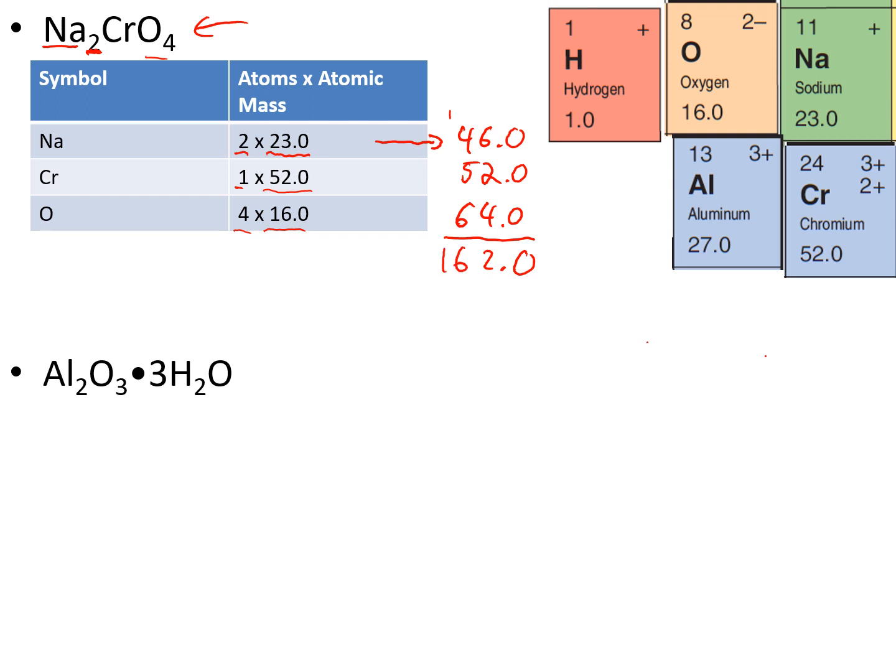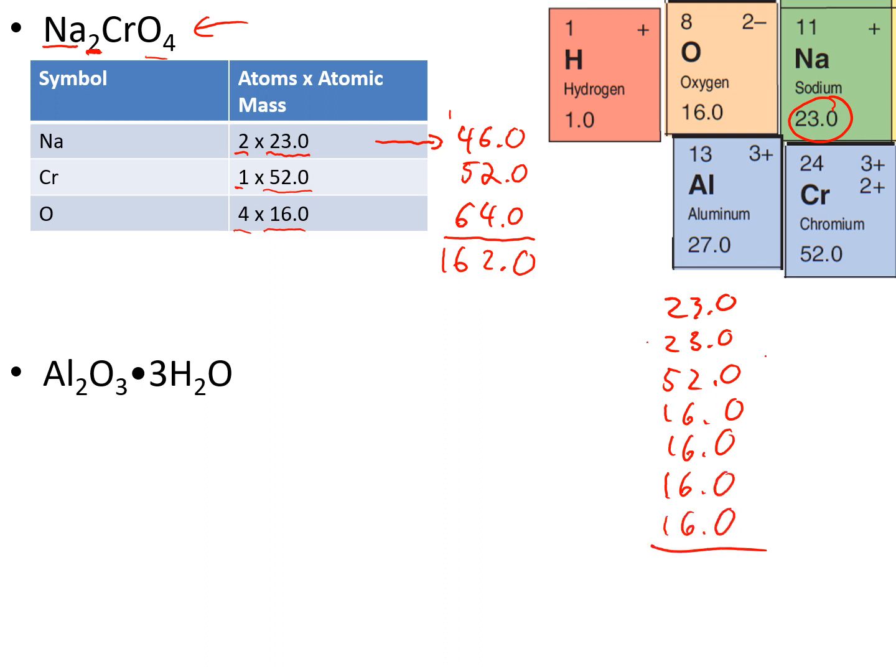Okay, and so what we see is the molar mass of sodium chromate is 46 plus 52 plus 64, and that equals 162. Now, in terms of significant figures, I want you to think of it like this: you have 2 sodium, so you could be going 23.0, because that's what sodium is, plus another sodium, which is 23.0 again, and then you're adding 52.0, and then you're adding a 16.0, 16.0, 16.0, and a 16.0.